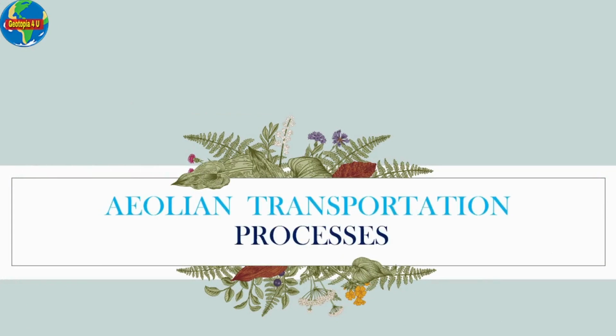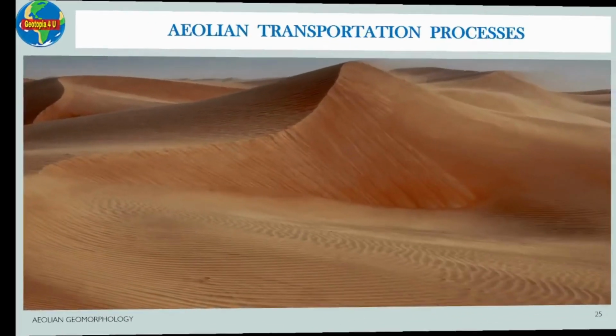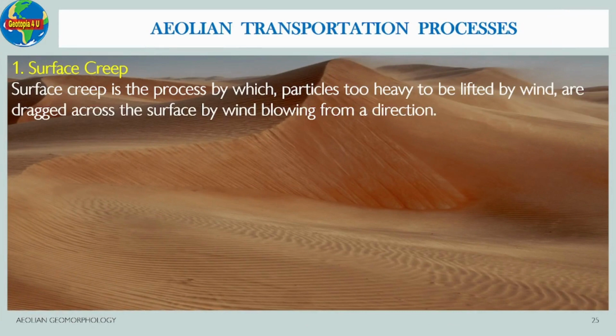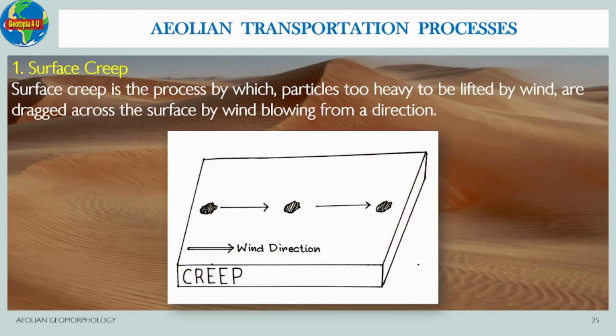Aeolian transportation processes. Number 1. Surface creep. Surface creep is the process by which particles too heavy to be lifted by wind are dragged across the surface by wind blowing from a direction. In this figure, you can see how surface creep occurs.